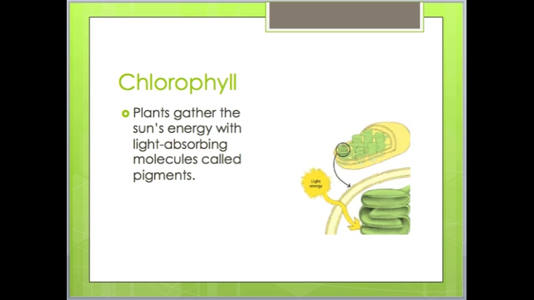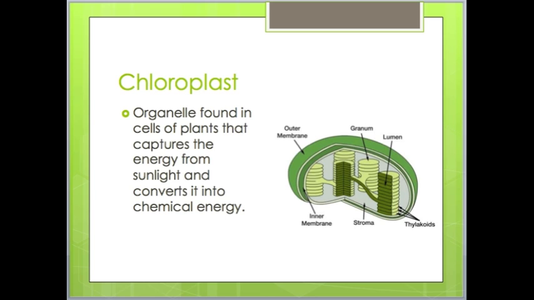Now into chloroplasts, where the chlorophyll is. A chloroplast is an organelle found in cells of plants that captures the energy from sunlight and converts it into chemical energy. The chloroplast contains an abundance of sac-like photosynthetic membranes called thylakoids, and thylakoids are interconnected and arranged in stacks known as grana. Pigments such as chlorophyll are located in the thylakoid membranes. The fluid portion of the chloroplast outside of the thylakoids is known as the stroma.